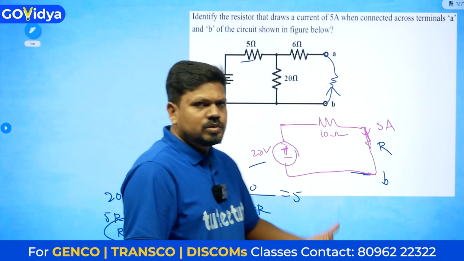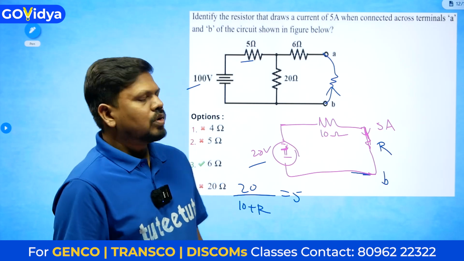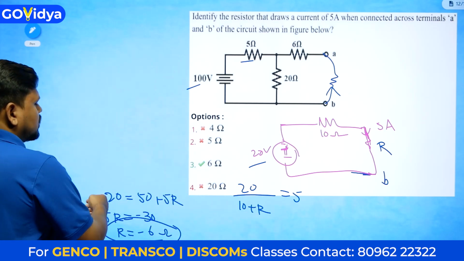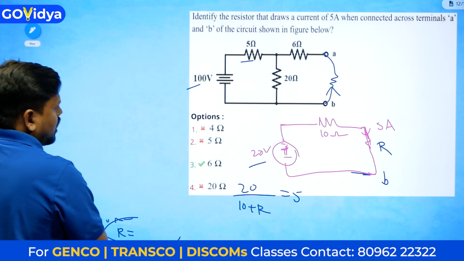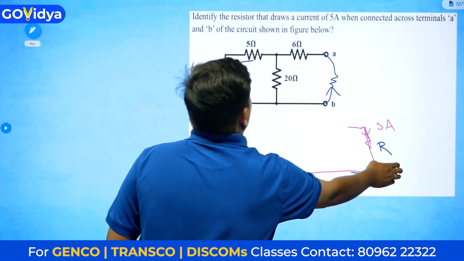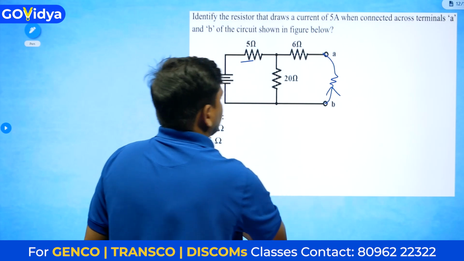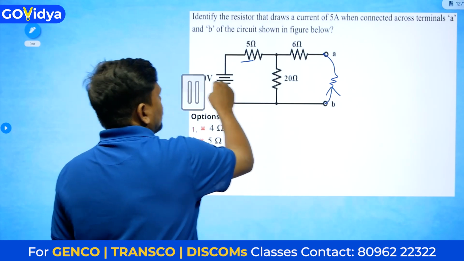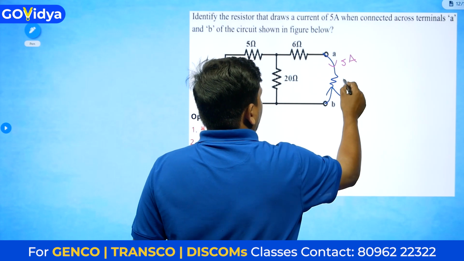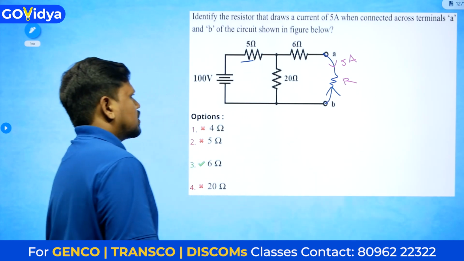So no need to worry whether it is a positive or negative value, or you can try a different method. Anyhow, the answer for this question is 6 ohms. They should have mentioned in the options that a negative value is not possible. Otherwise we can do it in a different way. Here the current is 5 amperes we have considered, and this is R.